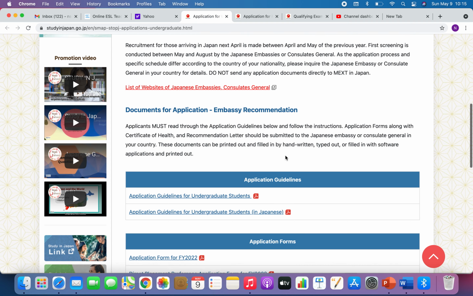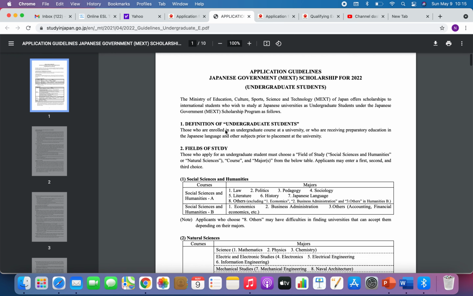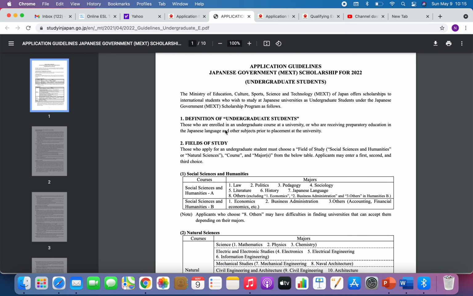So let's look at the list of documents. The very first thing is the application guidelines. You have it in English and you have it in Japanese. If you can understand Japanese, then you should click this, but I don't think many of my viewers from countries other than Japan can really understand Japanese. So I'm just going to go to the English side. You click this, and then it gives you all the information.